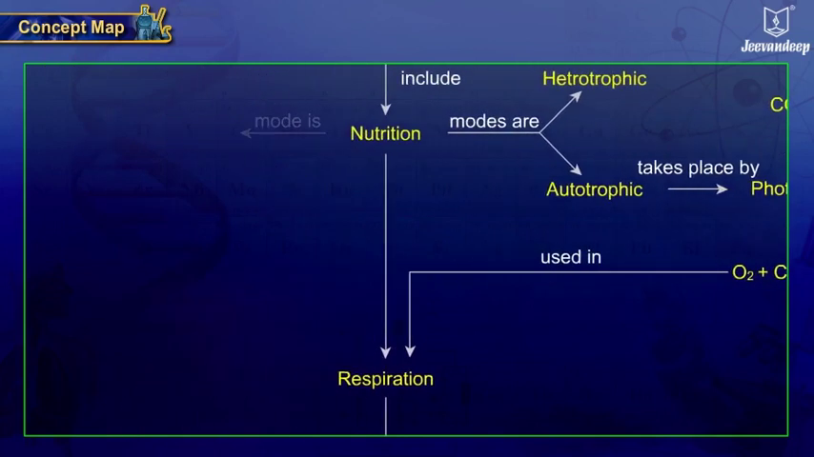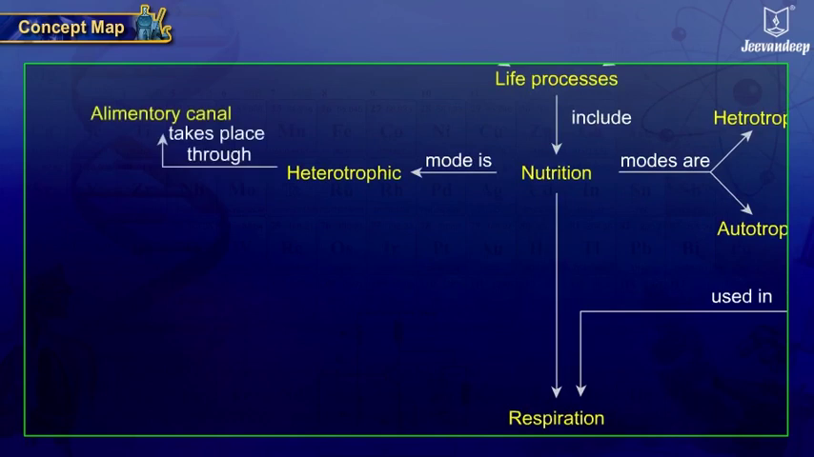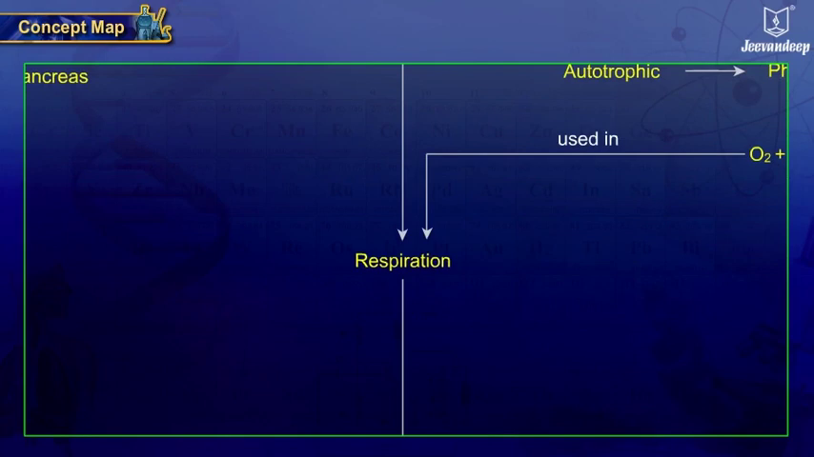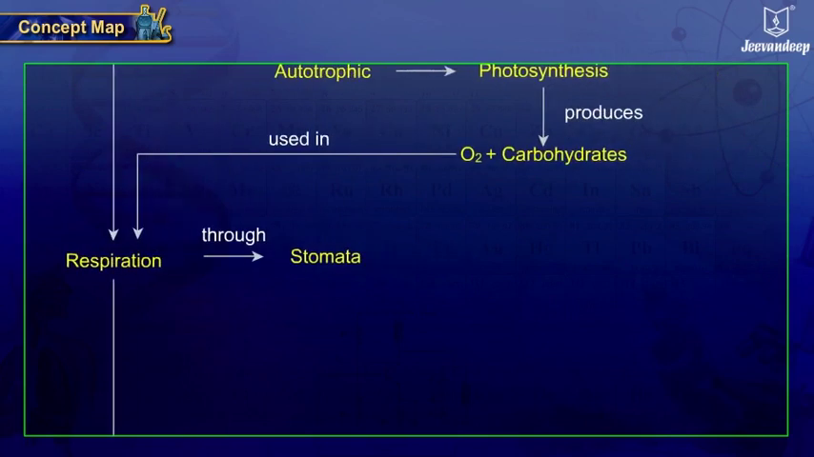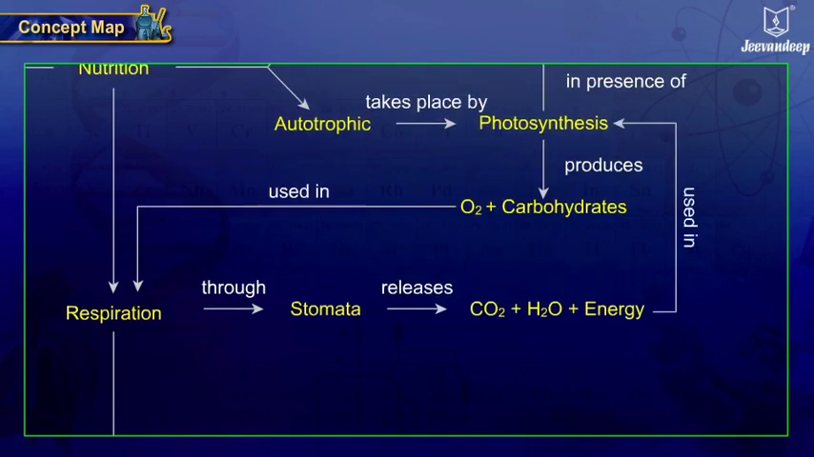In humans, the mode of nutrition is only heterotrophic. It takes place through the alimentary canal. The associated glands are liver and pancreas. In plants, respiration takes place through stomata present in the leaves. This results in formation of carbon dioxide, water, and energy, which are used during photosynthesis.